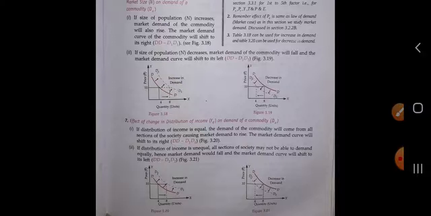The second is the effect of a change in the distribution of income on the demand of the commodity. If the distribution of income is equal, distribution of income means there should be equality in the distribution of income.